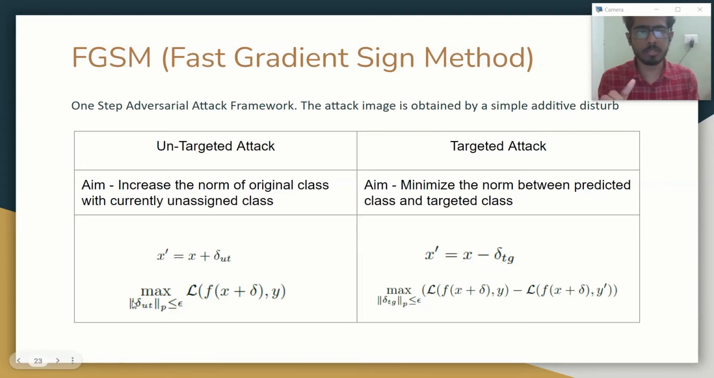So the norm of the perturbation which we add will be less than a certain epsilon. So you want to maximize the loss such that the perturbation is as low as possible.